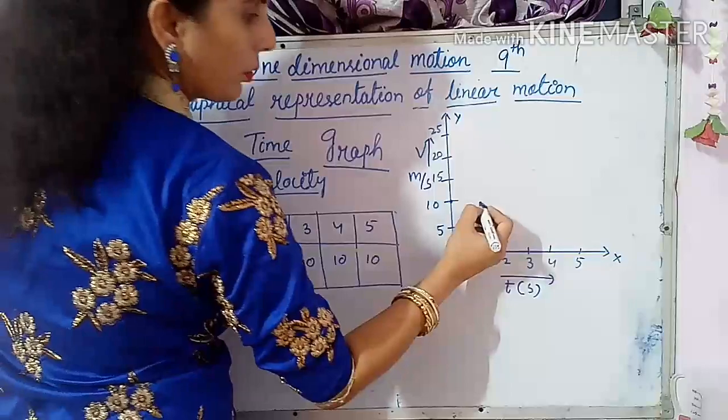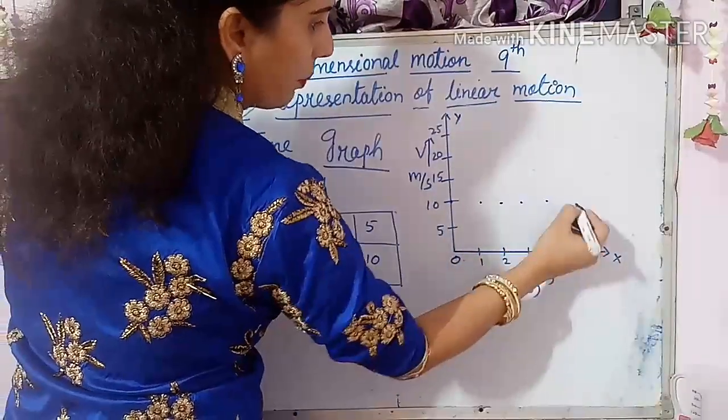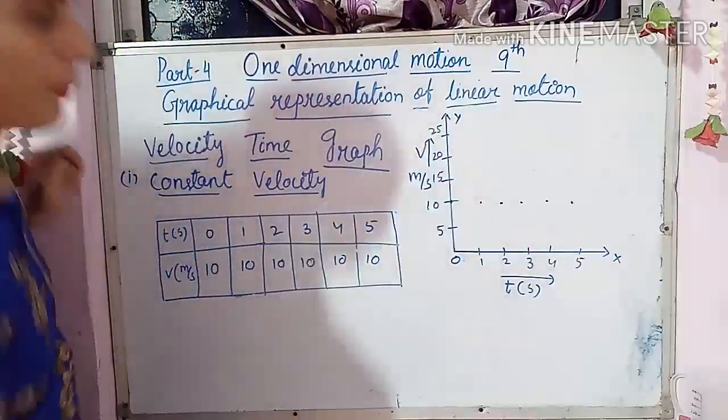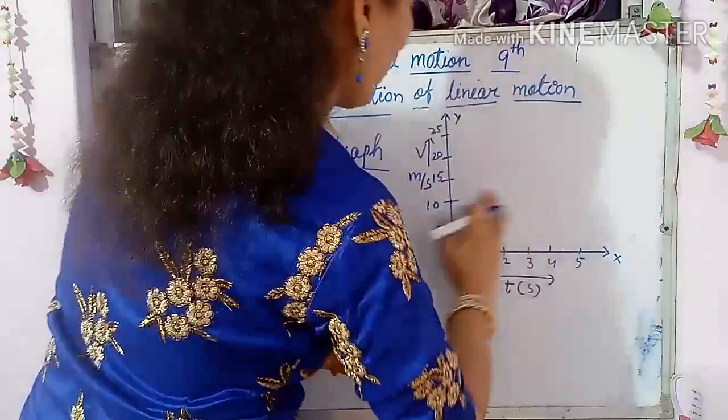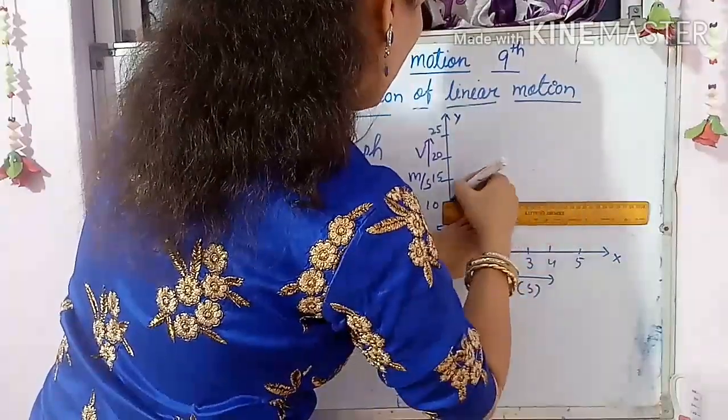Then in 1 second also it is 10. In 2 seconds also it is 10. 3 also 10, 4 also 10, 5 also 10. Now see the shape of the graph. Now I want to draw it. How? See, it is parallel to the x-axis.